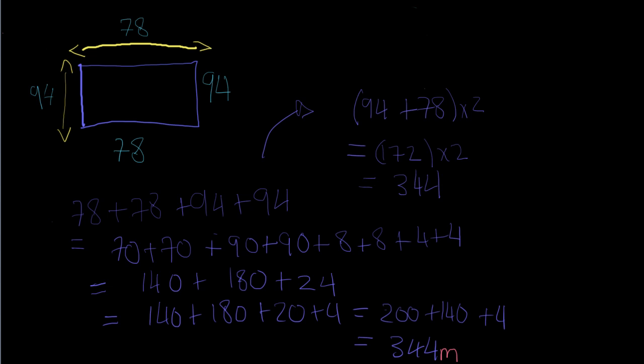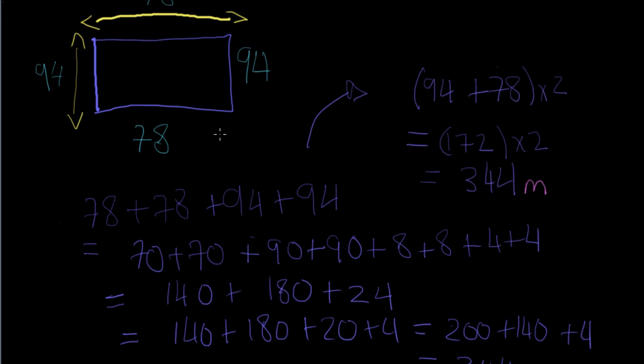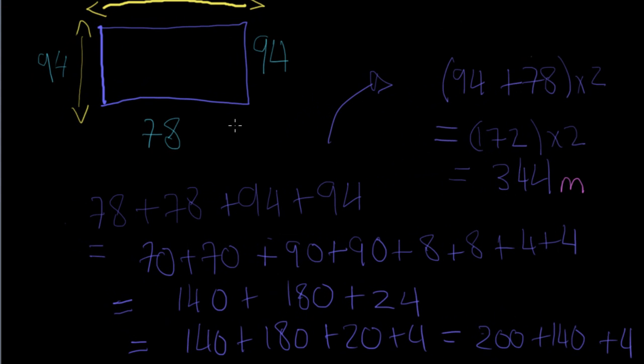344, what units, guys? Meters. And don't forget. So there's several ways of working the same question out. But the key point is that when you're dealing with questions like these, diagrams are a must. You draw the diagrams, you figure out where the width is, where the length is, and if you're working out the perimeter, you add them all up. Now, if you're working out the area, which would be 78 times 94, that would be a much tougher calculation. Moving on to the next question.